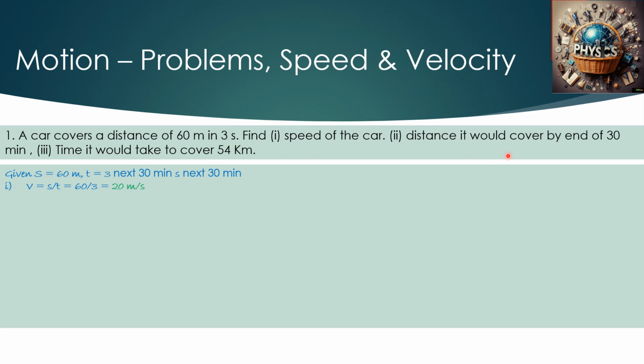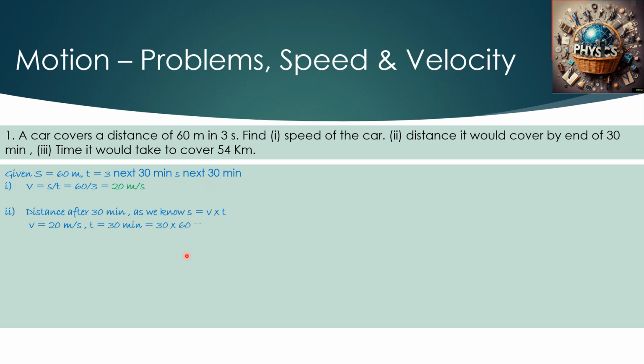Now next, we need to find the distance that it would cover by the end of 30 minutes. So we have the time. Again, revisiting the same formula, distance will be speed into time. And we already know speed by this time, so it would be simpler now. So distance after 30 minutes will be the speed into the total time that we are looking for. So speed is 20 meters per second. Already we know from the first part of the problem.